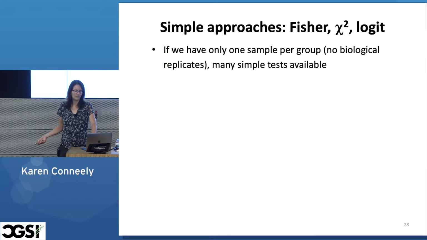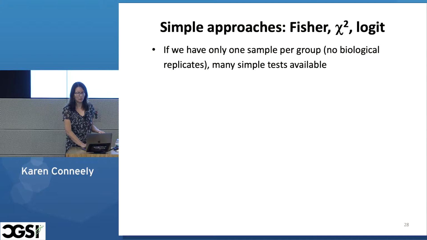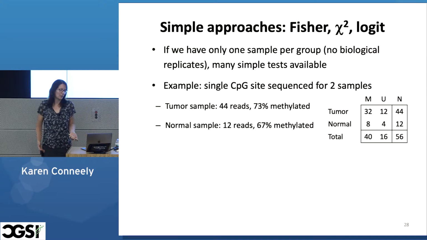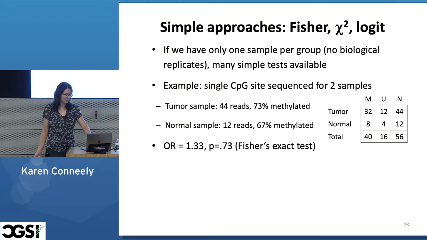So if you did have just 1 sample per group, so no biological replicates, there are many tests you could do. You could do a Fisher or a chi-square test. You could do a logistic regression, which is basically a chi-square test with additional covariates. So here's an example of just a single CpG site, and we did sequencing for 2 samples, a tumor sample that had 44 reads with 73% methylated, and a normal sample that had just 12 reads, but 67% of them were methylated.